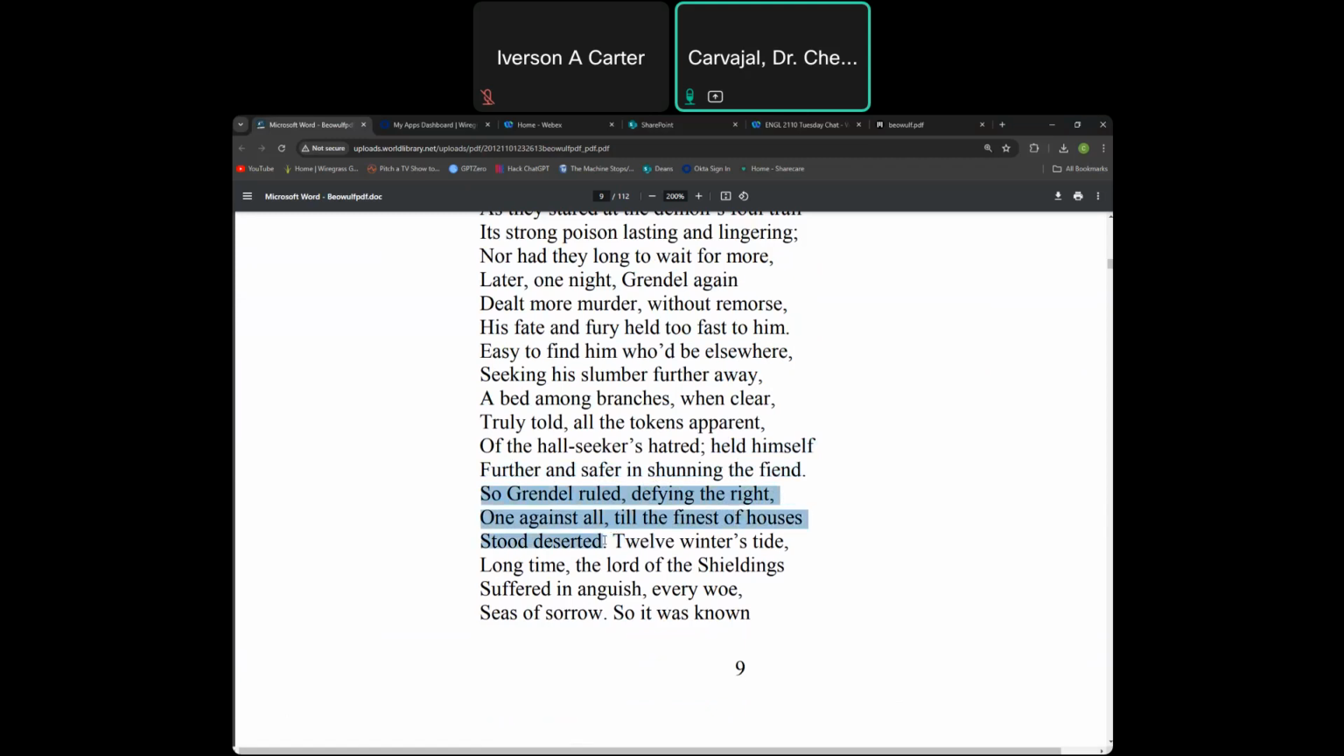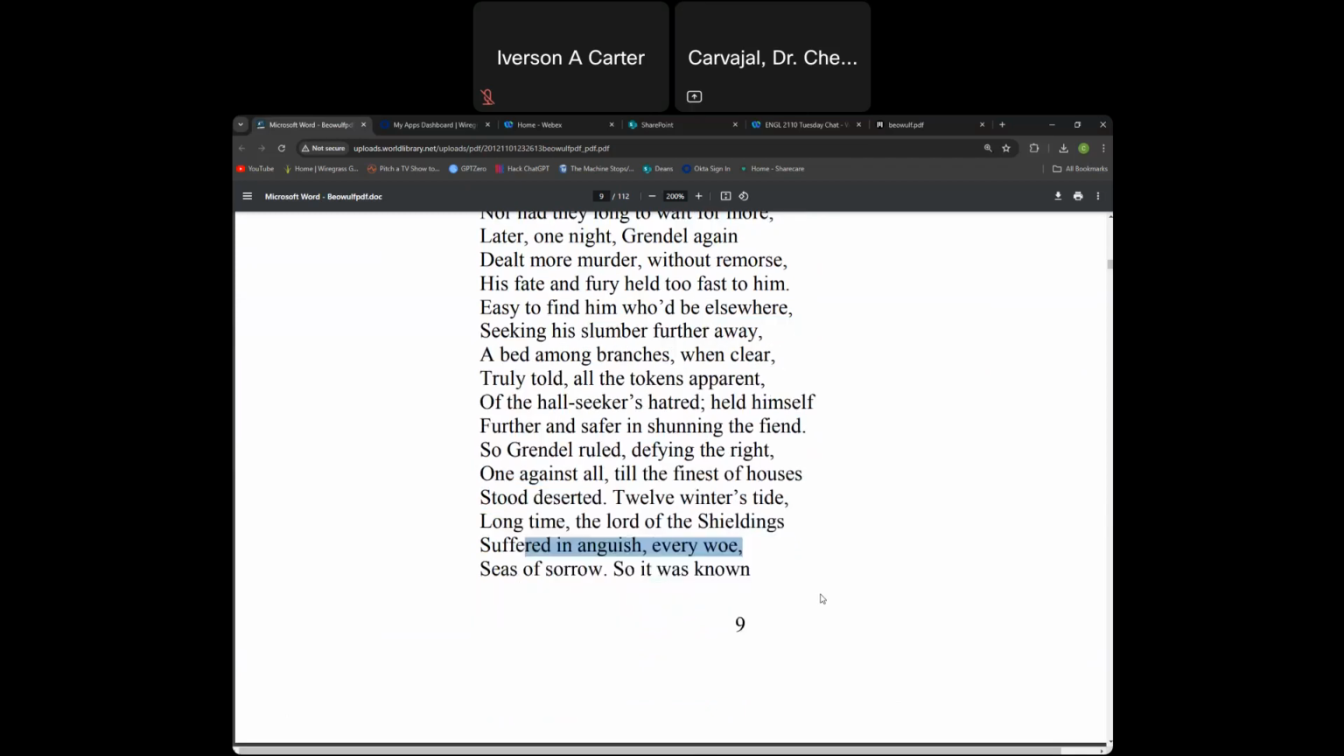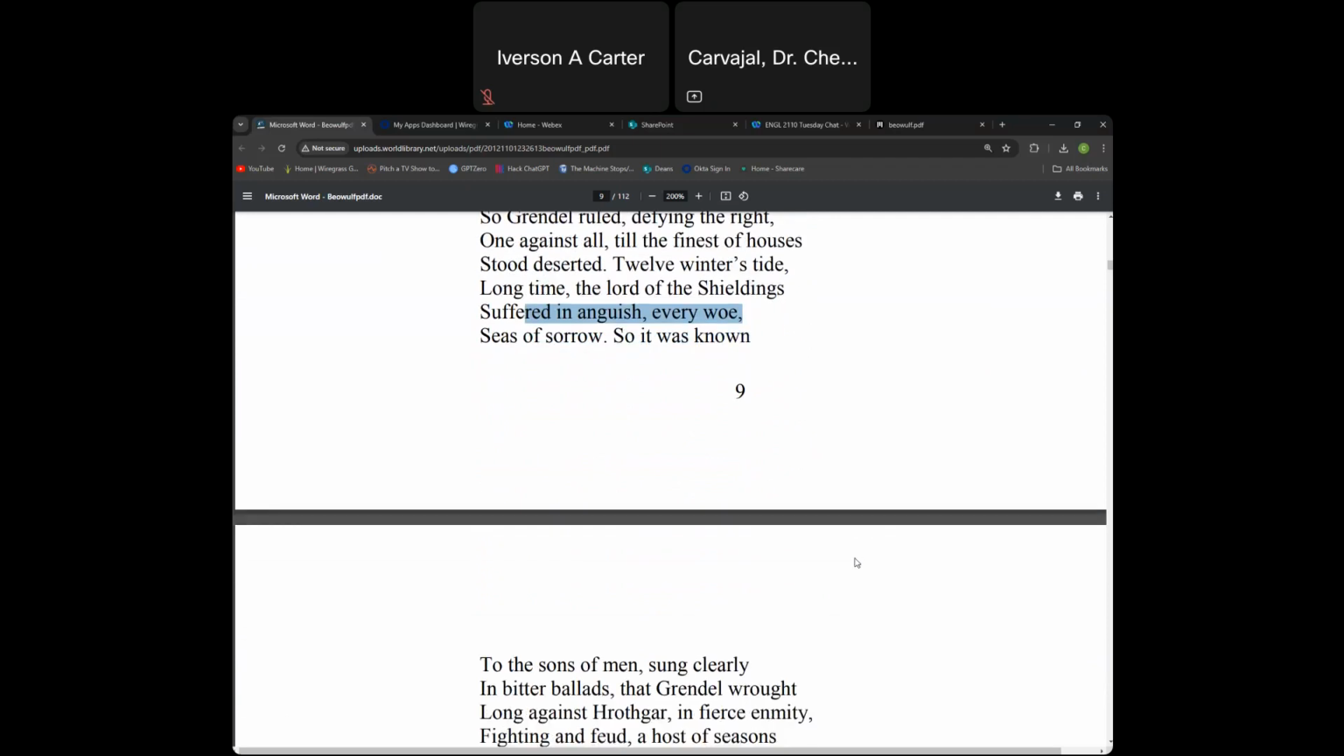So people don't want to be near the hall. People started moving away because they're scared to death he's going to attack them, because he could get into anything. He can break into any place. And so 12 winters' tide, that's 12 years. That is a long time they suffer like this. That's a long time for a hall to be unused.